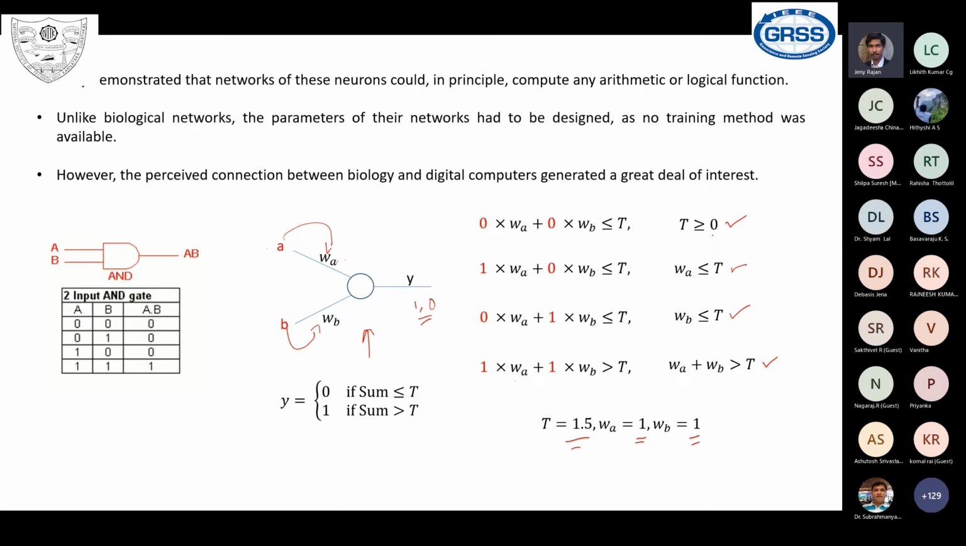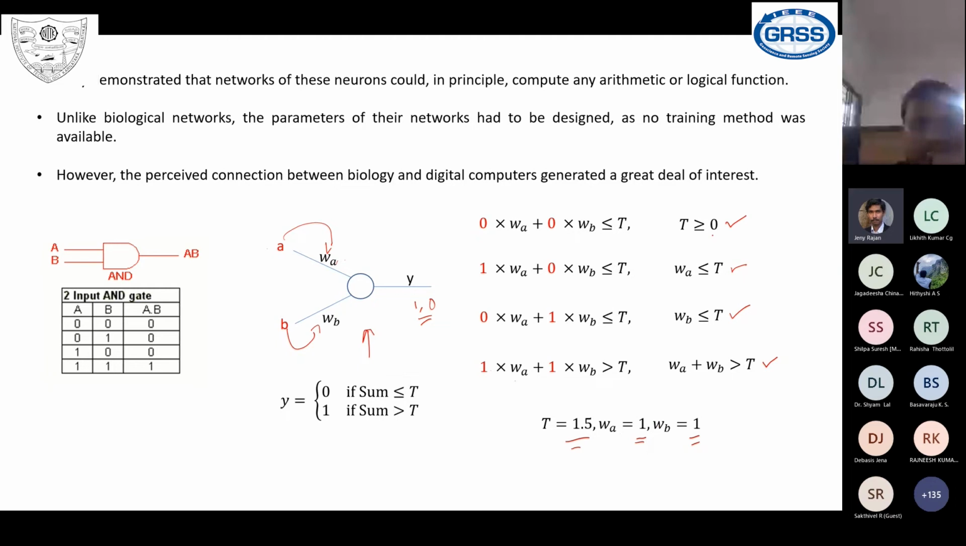Now, if we substitute these values in this neuron, this neuron will act like an AND gate, right? But of course, as I told, different solutions exist. Whatever values satisfy this equation will make this neuron act like an AND gate. So if you set WA as 1, WB as 1, and T as 1.5, then this neuron will work like an AND gate.